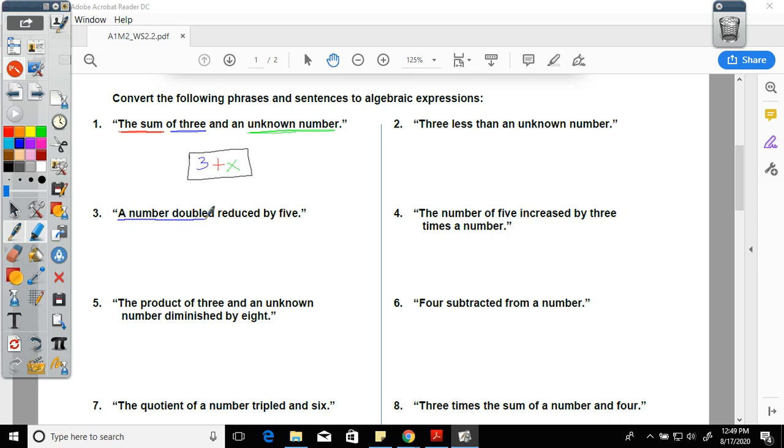A number doubled. Well, when you double something, you multiply it. So it's going to be 2x. All right, the next part we need to look at, reduced. Whenever we reduce something, we subtract. It's going to be reduced by 5. All right, so there's my expression, 2x minus 5.